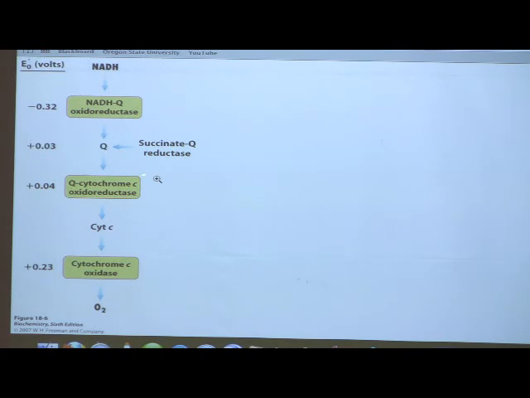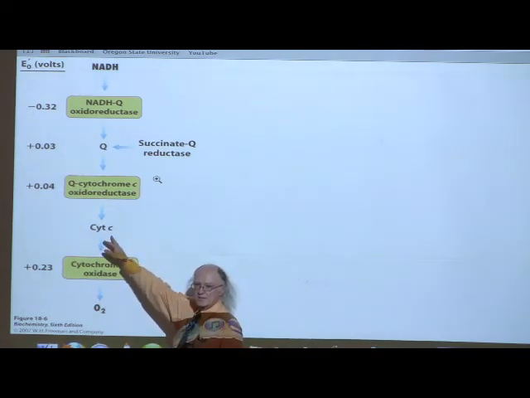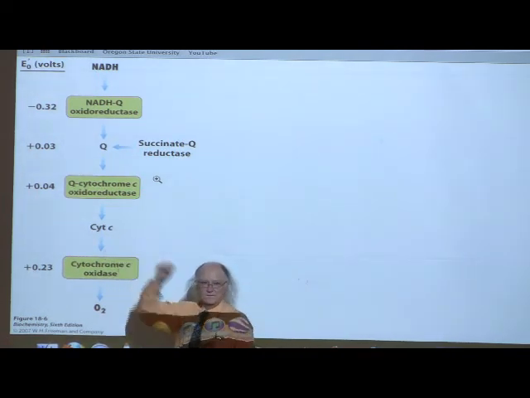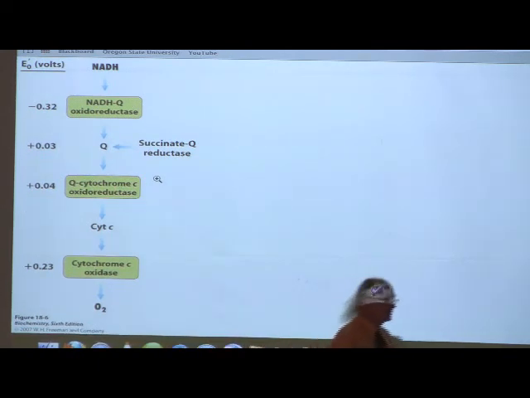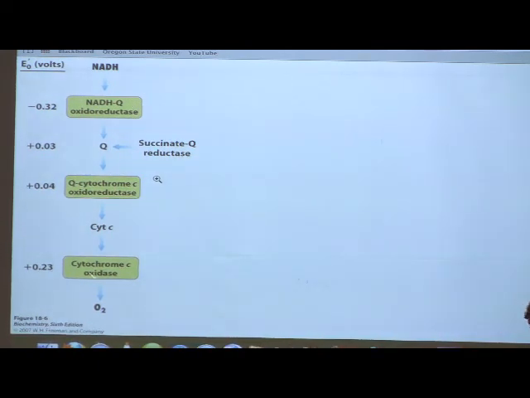Complex 3 transfers its electron, one at a time, to a protein called cytochrome C, or Cyt C. Either is acceptable. Cyt C passes its electron off to cytochrome C oxidase, more commonly called complex 4.